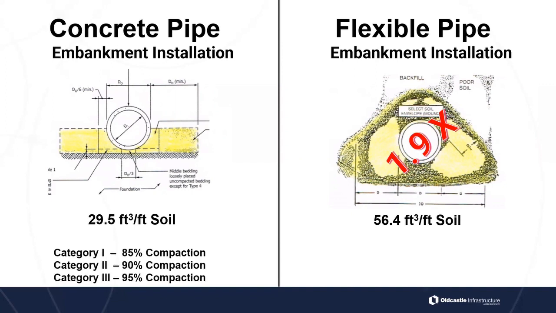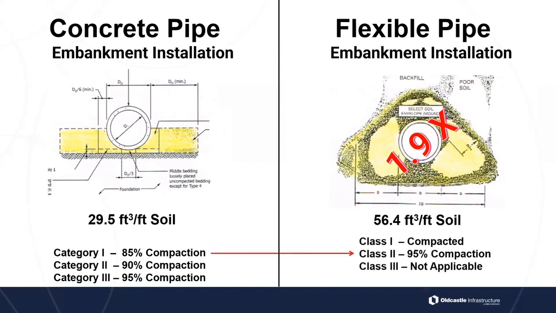Again, if you go back to category 1, 2, or 3, you can use an embankment installation for concrete pipe. For flexible pipe, you're only allowed to use class 1 or class 2. For class 2, you need to compact it to 95%. So it's twice as much material compacted to a lot more compaction than we need in concrete pipe. So keep that in mind.